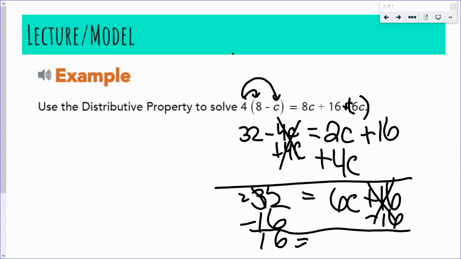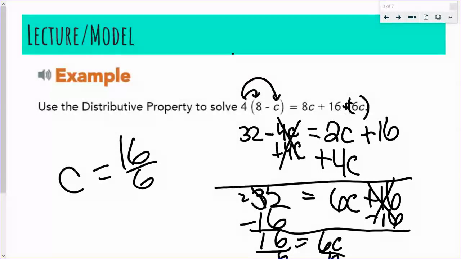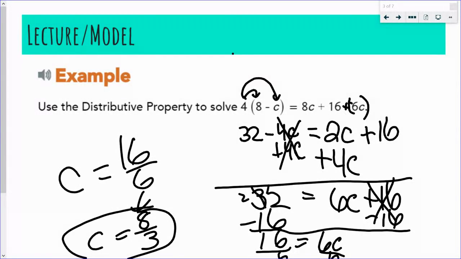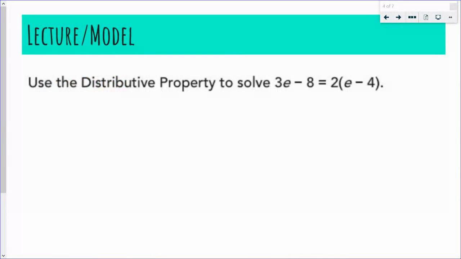So now 6c equals 16. Divide both sides by 6. And then c would equal 16 over 6, which is the same as 8 over 3. Or you could say it is also 2 wholes, because 3 fits into 8 2 times with 2/3 left over. So it could also be 2 2/3. All right, let's move along.